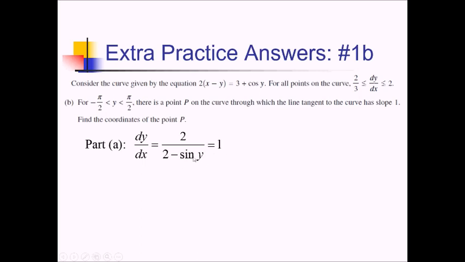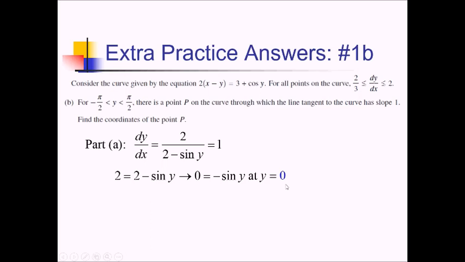Okay, well, let's solve for y at least. There's only one variable, so that's good. So I can multiply both sides by 2 minus sine of y. That gives me just 2 equals 2 minus sine of y. And then if I subtract 2, I've got 0. So I've got negative sine of y equals 0, which is the same as sine of y equals 0. So where does sine equal 0 on the interval from negative pi over 2 to pi over 2? Well, there's only one spot, and that is at the y value 0. So that at least gives us a starting point.